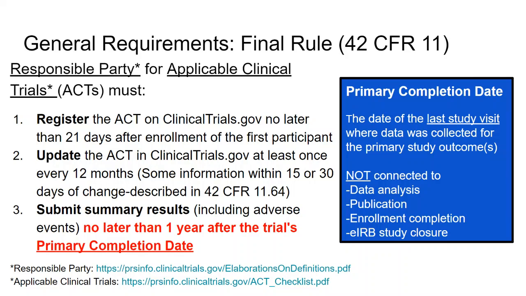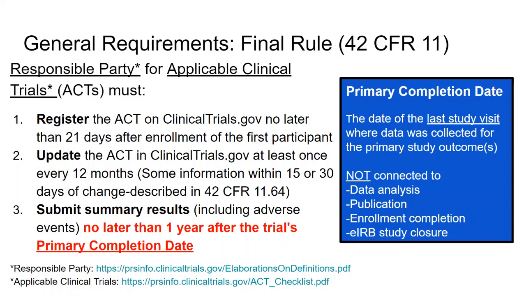Please note that primary completion date is the date of the last study visit where data was collected for the primary outcome. Investigators often get confused with this definition. This date is not the date of data analysis completion or journal publication, study completion, or ERB study closure. None of that. Again, it is the last day of data collection for the primary outcome. That's when the 12-month clock starts for the deadline to do the results posting. Whatever day it is, your results are due within 1 year from that day. So primary completion date is your time clock.